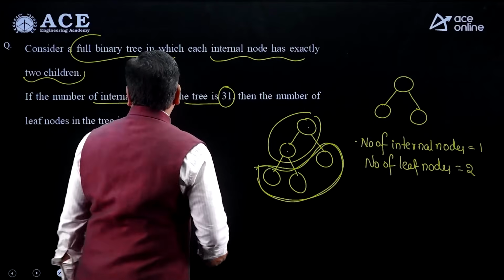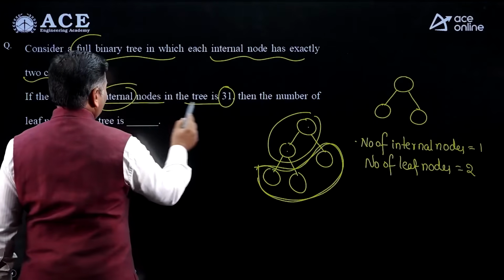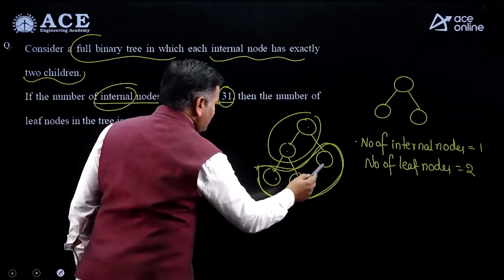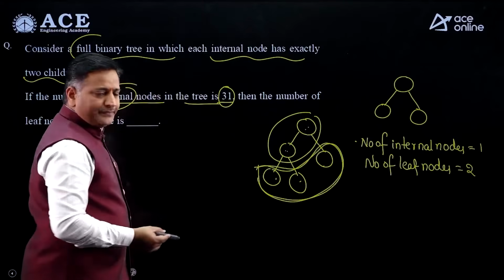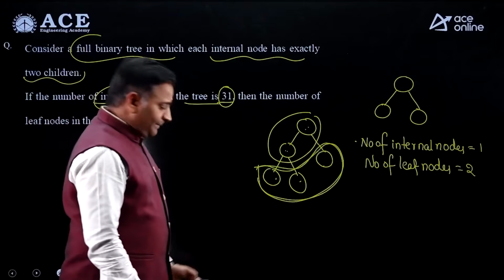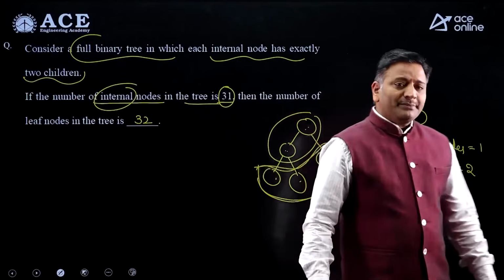Here they provided the number of internal nodes as 31. Then I can compute the number of leaf nodes. The number of leaf nodes is always the number of internal nodes plus 1. So 31 plus 1 equals 32. Clear, friends? The number of leaf nodes always equals the number of internal nodes plus 1.